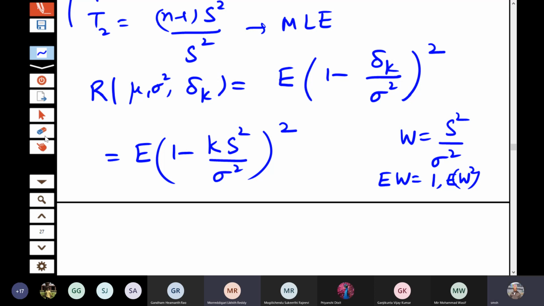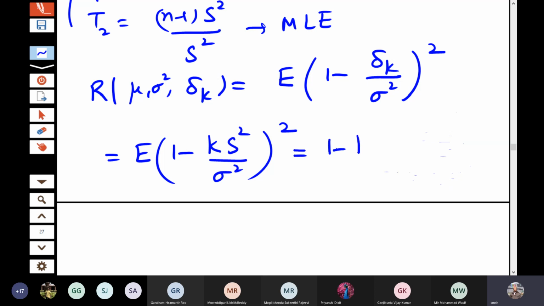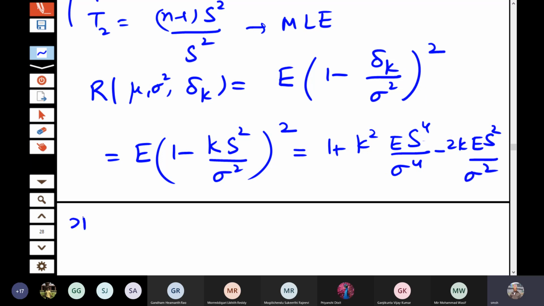Anyway, let us write it fully. Let me not skip the term, let me put it properly. The full term, let me write here. So this is equal to 1 plus k square expectation of s to the power 4 by sigma to the power 4, minus 2k expectation of s square by sigma square. So if I consider the minimization problem, again because of the convexity, we just have to look at the derivative equal to 0. That's all. That will give us the solution.